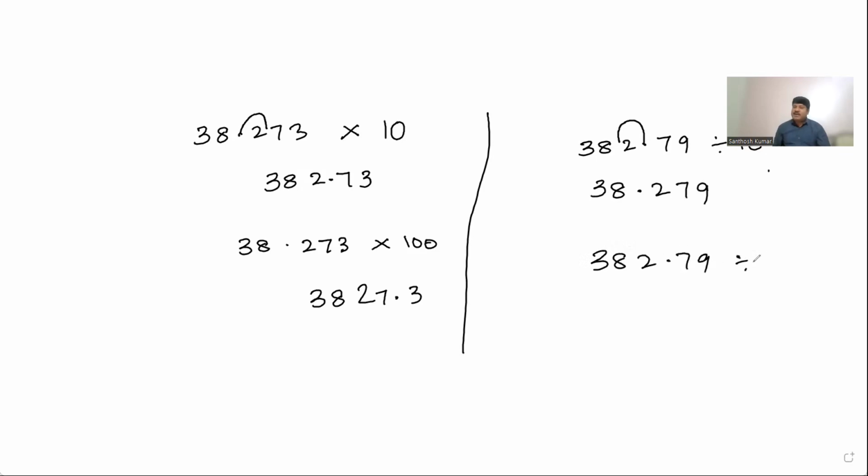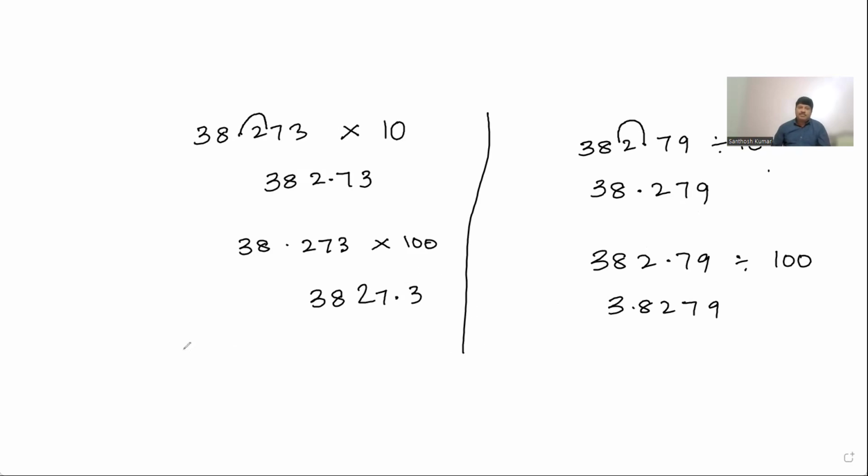Okay, now 382.79 is there, which has to be divided by 100 now. Okay, now what to do here? The point should move towards the left side up to two digits. Why? Because here 100 contains two zeros, no? That's why. So it will become 3.8279. Is that clear? Right.